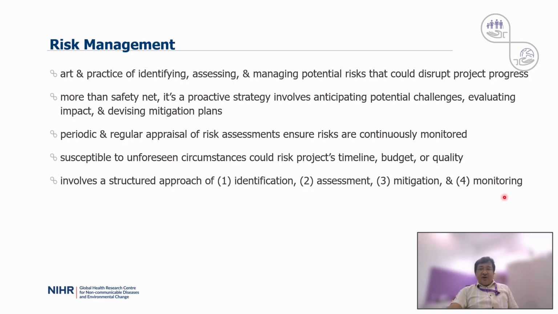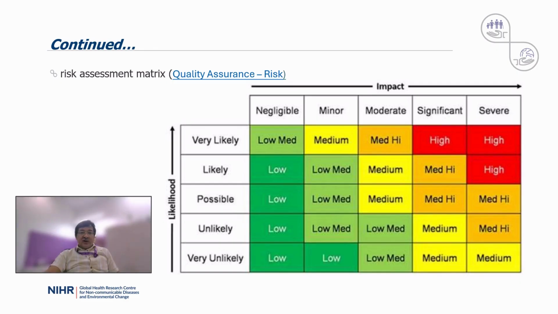Four, monitoring. The project's progress is closely monitored to detect any signs of emerging risk. Also, if a risk materializes, the mitigation plan is activated to minimize its impact. A risk assessment matrix looks like this. For more detailed information, please refer to the quality assurance page under Core.